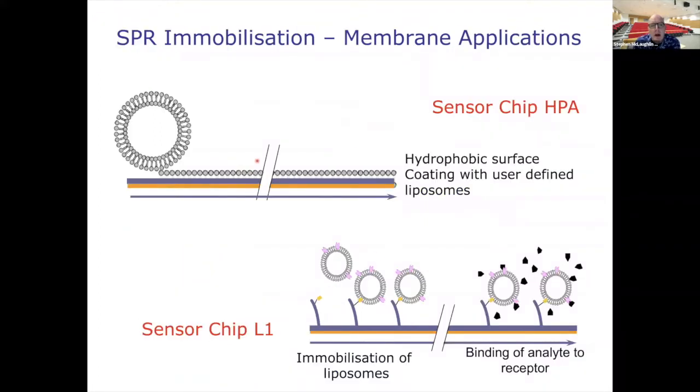For looking at membrane proteins, there are two types of chip. Here, there's a hydrophobic surface where you can layer a lipid onto the surface. And for looking at liposomes, this is one chip which has a molecule here that will integrate into a membrane and then capture these liposomes. Then you can look at any binding of analyte onto, say, a receptor that's in that liposome.